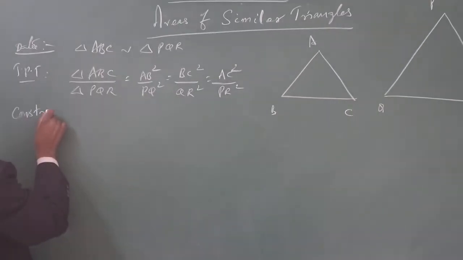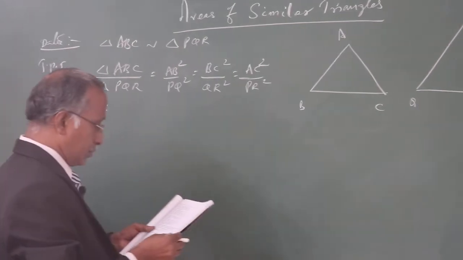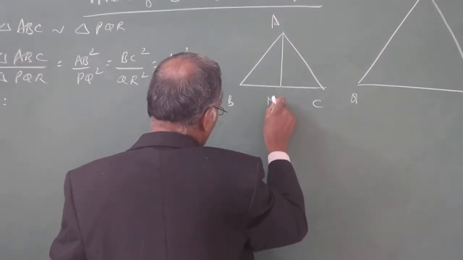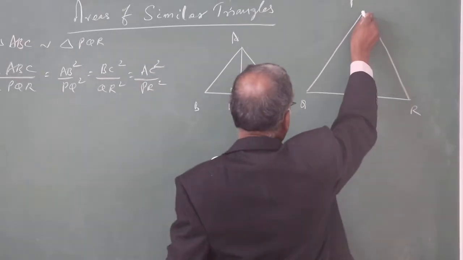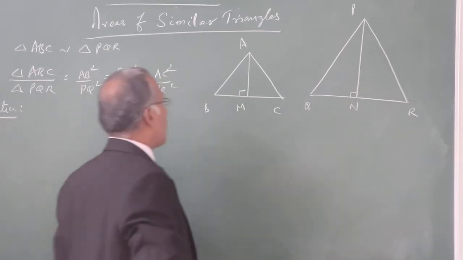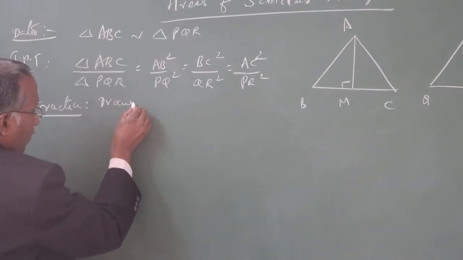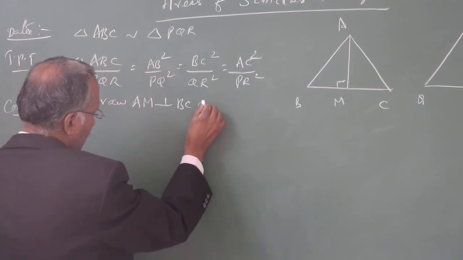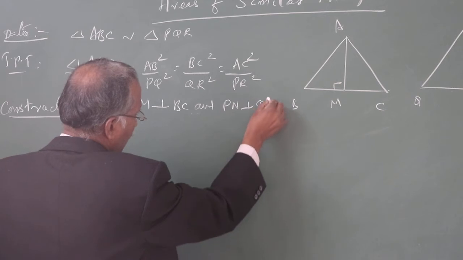Construction. Draw AM perpendicular to BC and PN perpendicular to QR. This is the construction. Draw AM perpendicular to BC and PN perpendicular to QR.